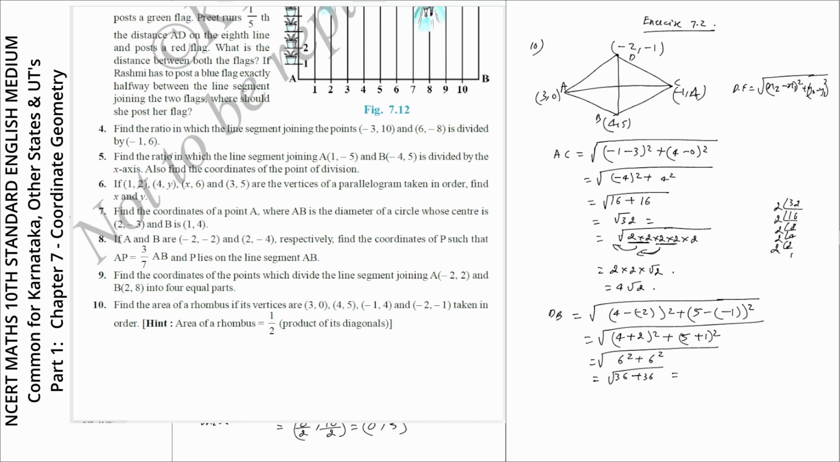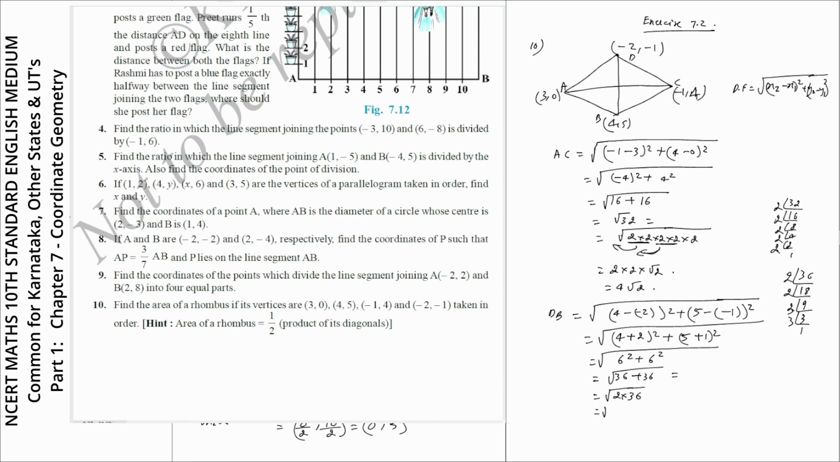So I'll get 36 plus 36, which I can write as 2 into 36. Now 36 I can factorize. 36, 2 1s are 2, 2 8s are 16, again 2 9s are 18. Now 3 3s are 9, 3 1s are 3.